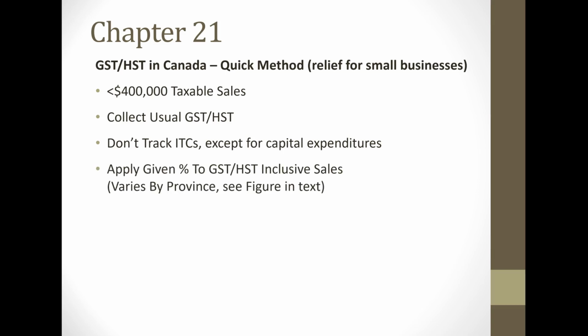But in terms of the input tax credits on current expenditures, they don't have to go and track all those amounts. What will happen is, depending on the province they're in, they're going to remit their GST/HST based on a percentage of their GST/HST inclusive sales. Now, this percentage varies from province to province, so look for that figure in your textbook to find out what the percentages are in the province that you're in.